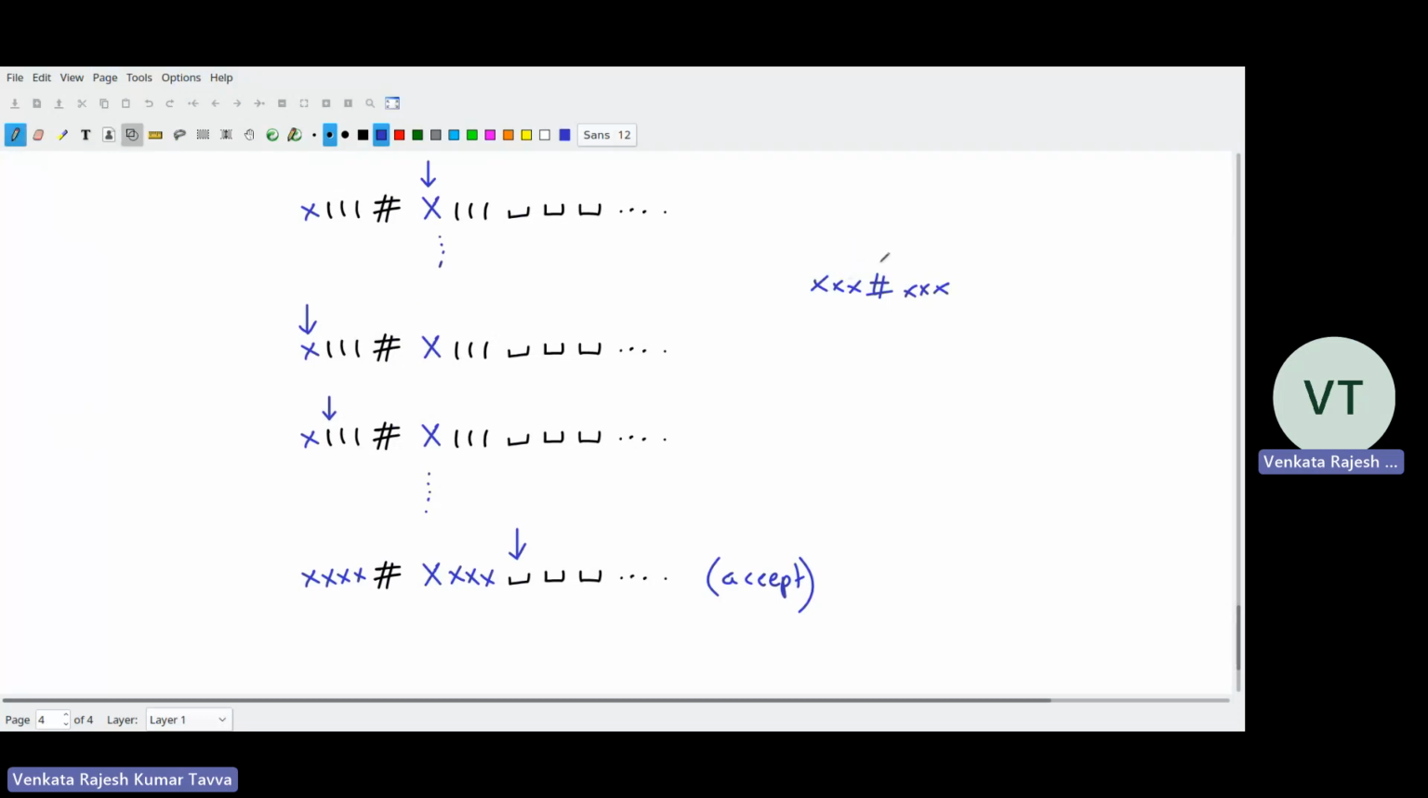I stop here. The next one is a hash. So left half is done. Now, while going to the right half, I should see a blank. If I don't see a blank, something is mismatching. If I see a blank, yes, accept. That's it. Okay.